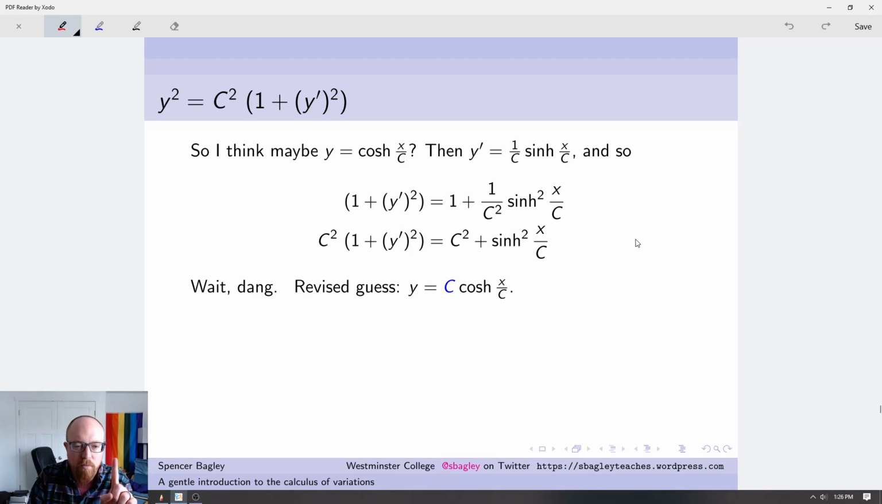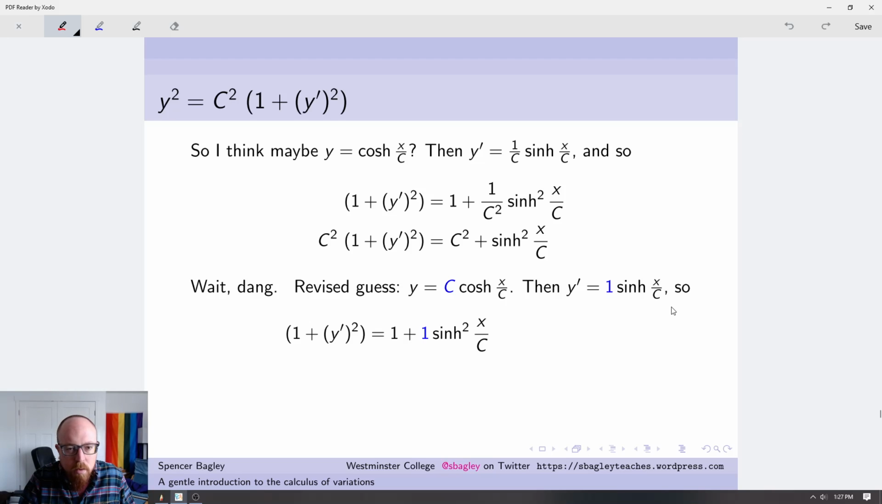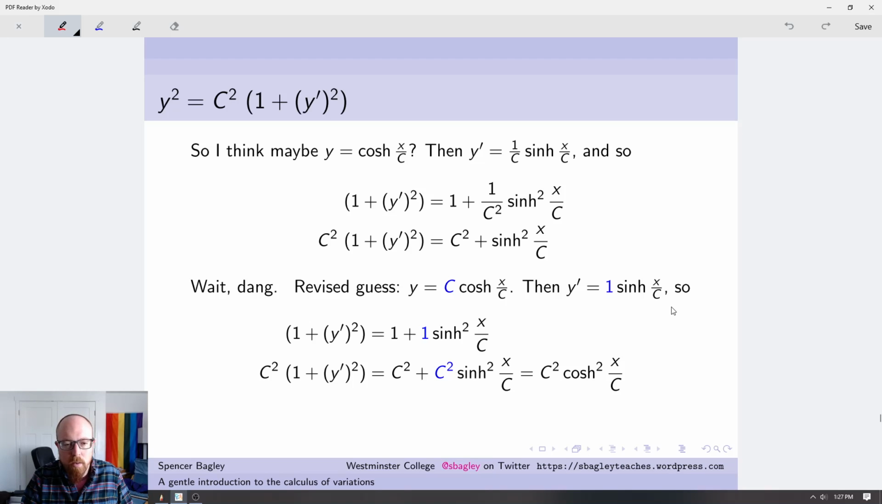What if I modify my guess slightly? If I had a c here, then this would die, and so then when I multiply by the c squared, I think I would get a c squared plus c squared. So here's my revised guess, and let's see if that works. Yeah, okay, y prime now is 1 instead of 1 over c times the sinh of x over c. And if I add 1 to that, and then multiply by c squared, then I can do that Pythagorean thing, and I get that is indeed y squared.